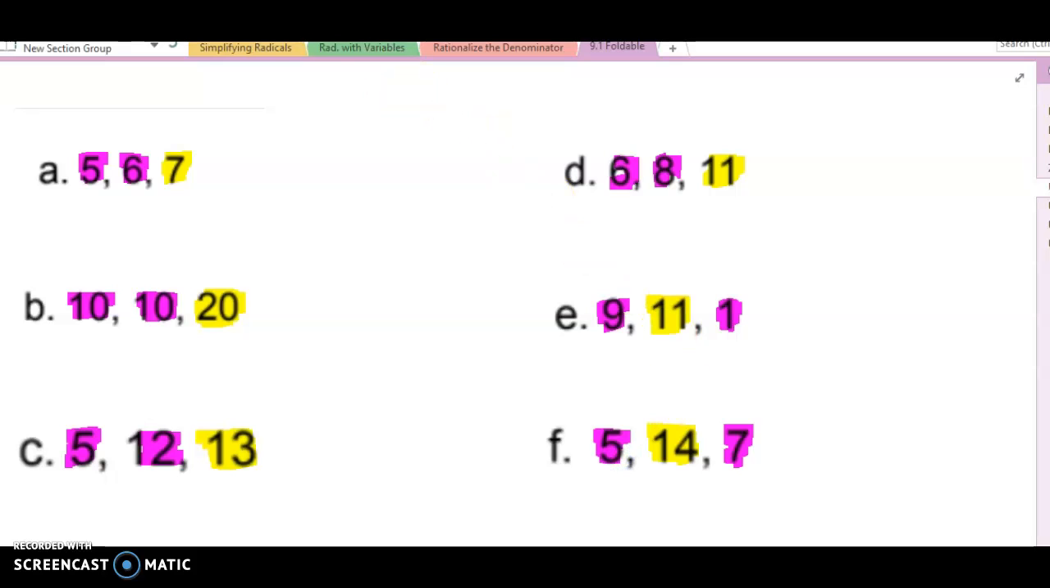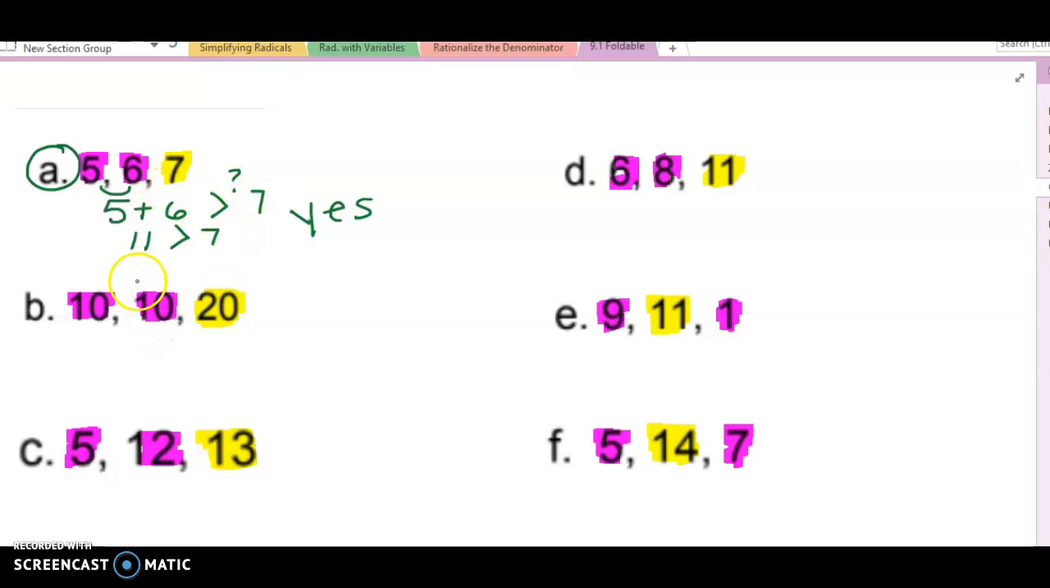Now all we need to do is check to see if the 2 smaller numbers, 5 plus 6, is greater than our biggest number. Well, in this case, 5 plus 6 is 11. 11 is bigger than 7. So yes, these 3 lines form a triangle. You can physically form a triangle with side lengths of 5, 6, and 7.